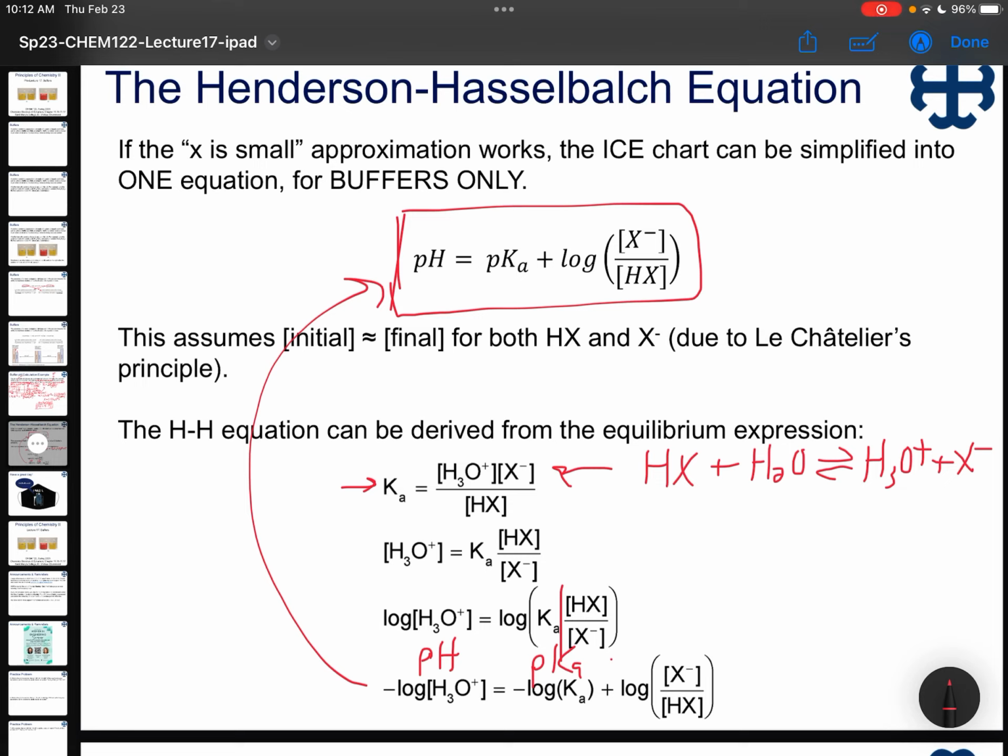which is, of course, our Henderson-Hasselbalch equation. Okay? So we can use that, and I would recommend plugging in your numbers from the previous problem into the Henderson-Hasselbalch equation. Prove to yourself that even if we don't use an ICE chart, we can actually end up with the same exact answer there.